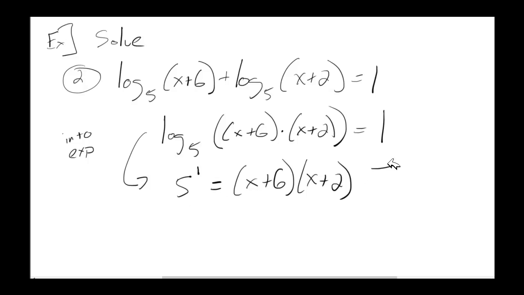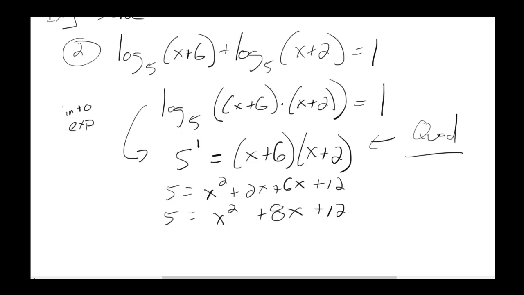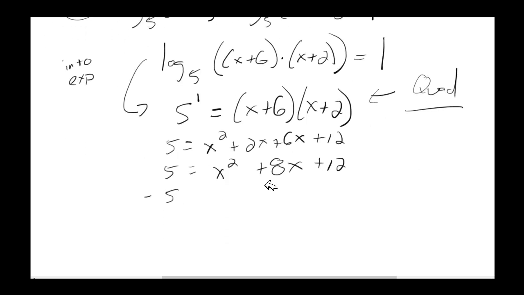So here we have another quadratic. And remember, quadratics have to be equal to 0. So I take 5 to the first and make this 5. Here I'm going to FOIL this out. So I get x squared plus 2x plus 6x plus 12, combined with those like terms. So x squared plus 8x plus 12. Give myself some more room here. Move the 5 over. 0 equals x squared plus 8x plus 7. Factor. So x plus 7, x plus 1.